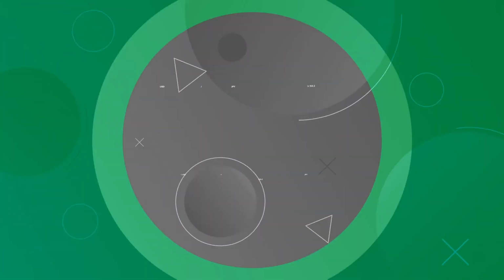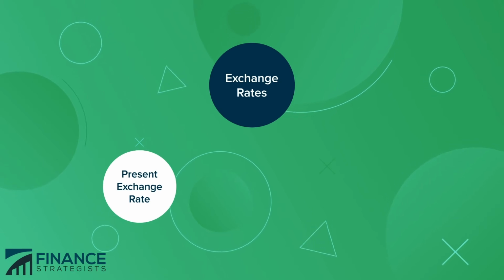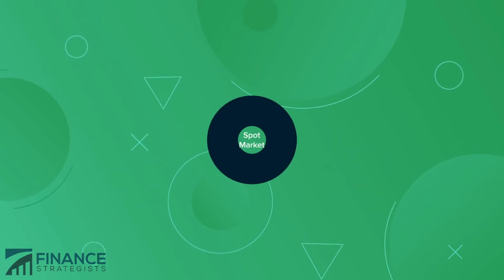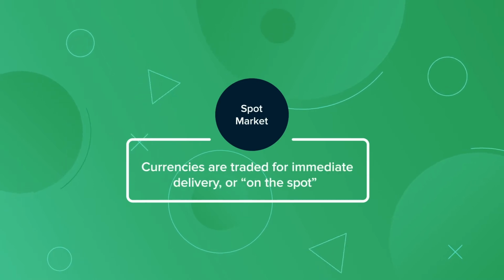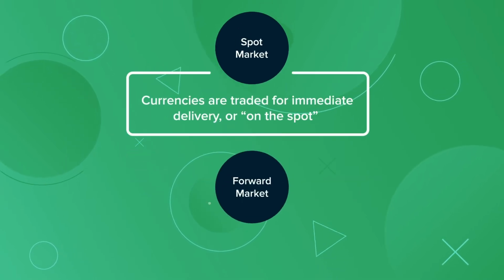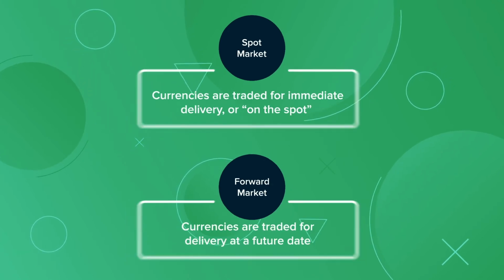Exchange rates may either be traded at the present exchange rate or at a future exchange rate. In a spot market, currencies are traded for immediate delivery or on the spot. In a forward market, currencies are traded for delivery at a future date.